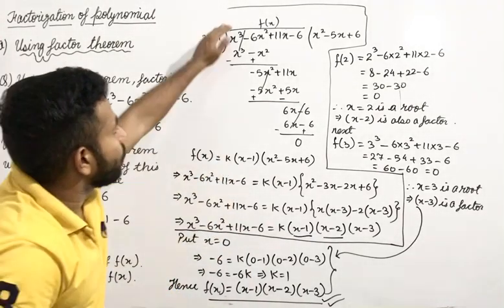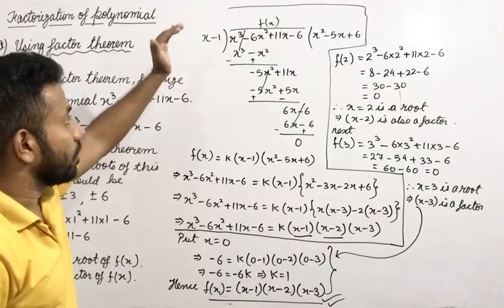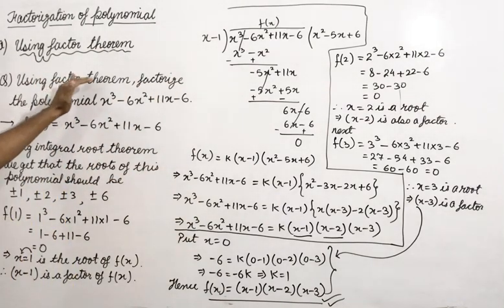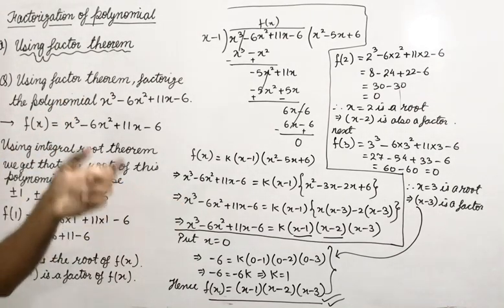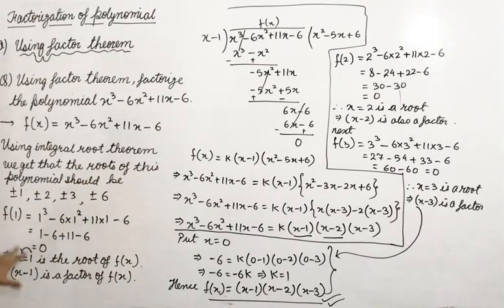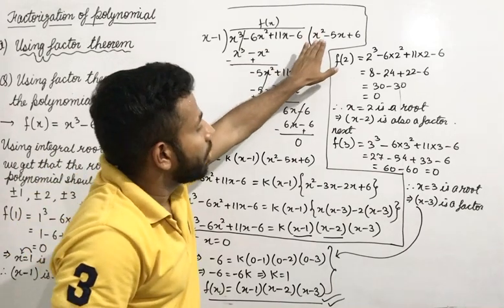This complete part you have to do in rough, because the question is using factor theorem. Remember once again, since this is a cubic polynomial, find one factor and divide it. Find one factor and divide this polynomial by this factor. You get a quadratic quotient.